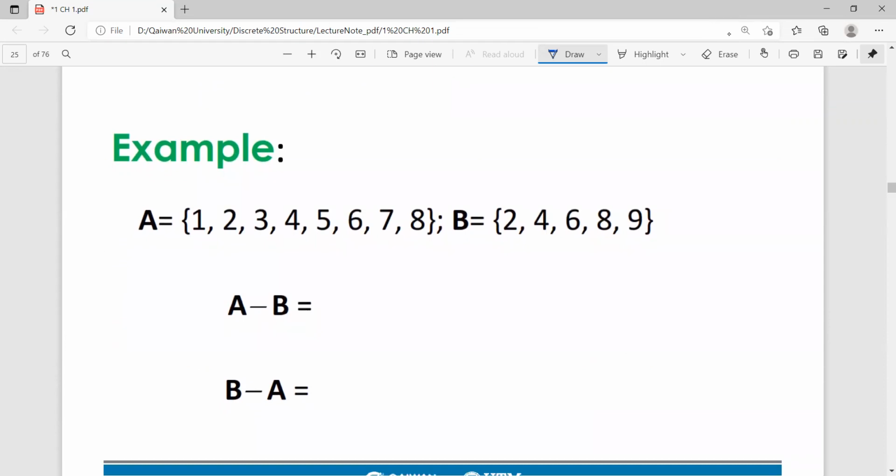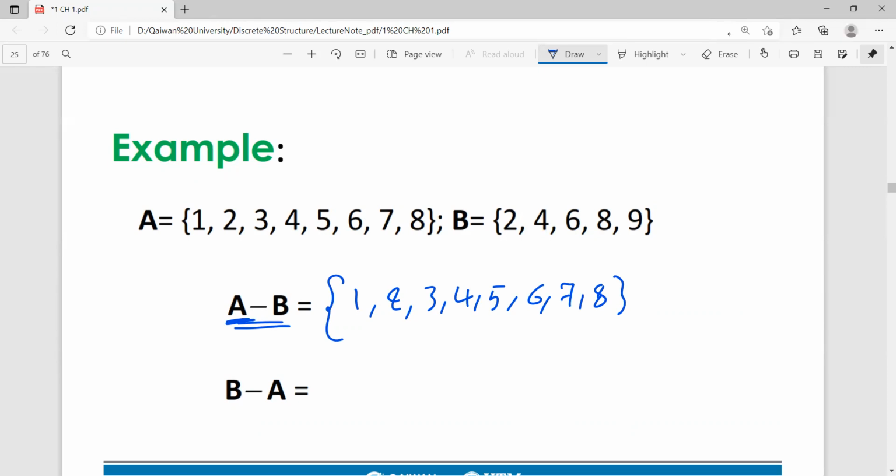Here we have an example. We have the set A, which is 1, 2, 3, 4, up to 8, and B is 2, 4, 6, 8, and 9. For A difference B, we write down all elements of A: 1, 2, 3, 4, 5, 6, 7, and 8. We write down all elements of the first set, read as A difference B.